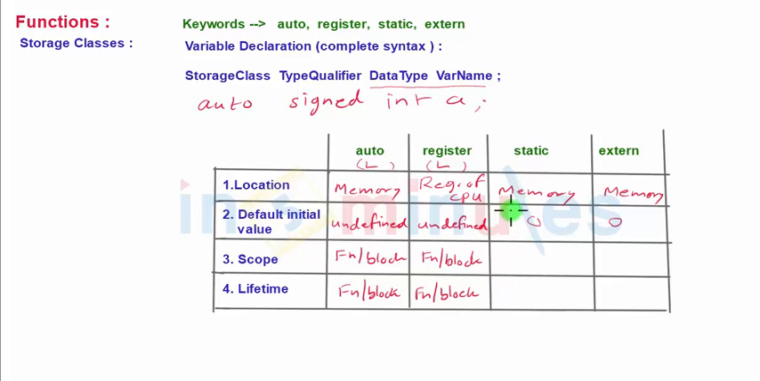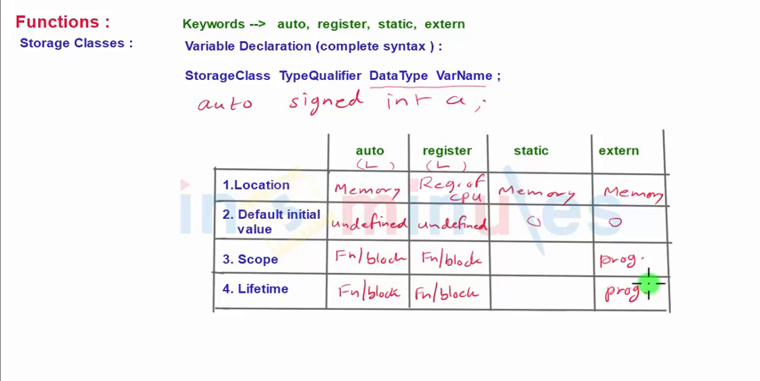Now regarding extern variables, they are like global variables and their scope and their lifetime, both are throughout the program. So they will be accessible throughout the program, and also they are alive throughout the program. They will not die till the program ends.